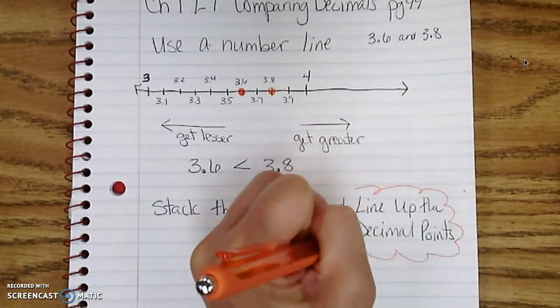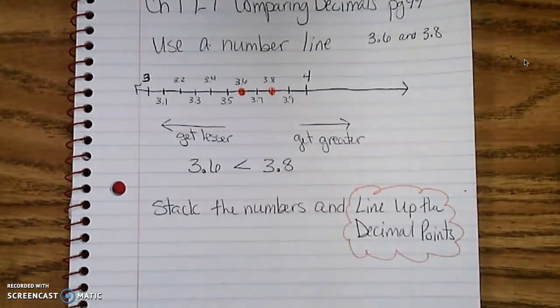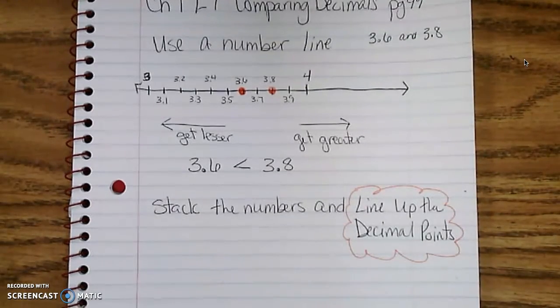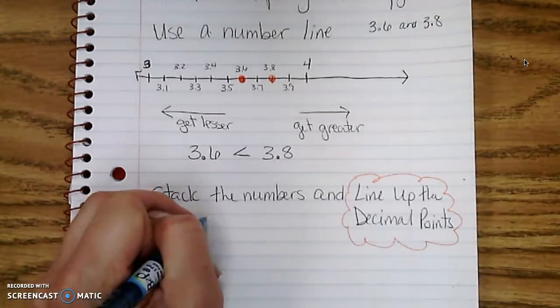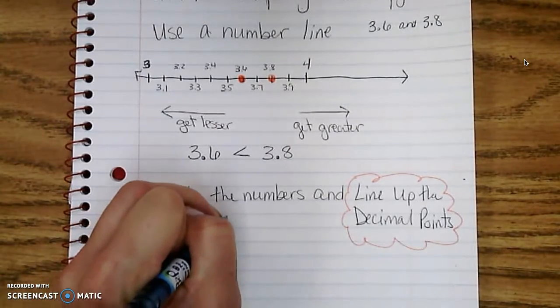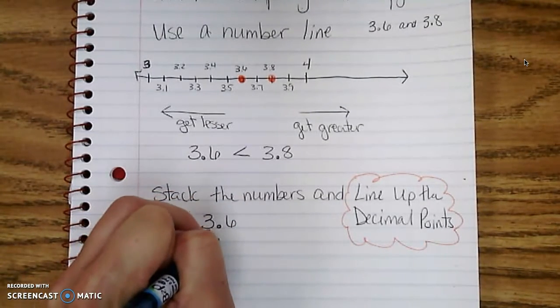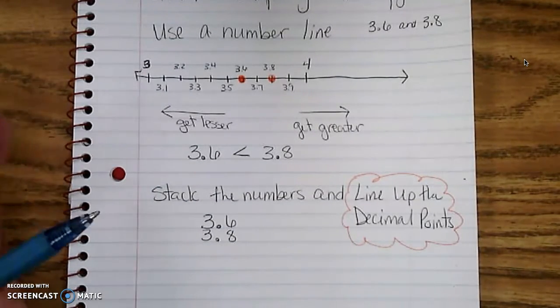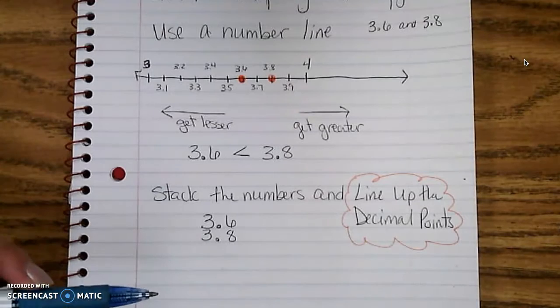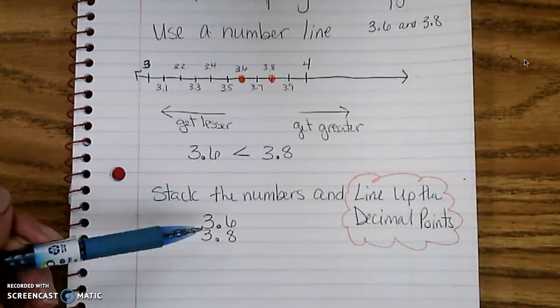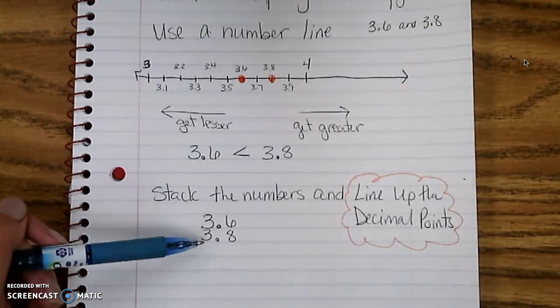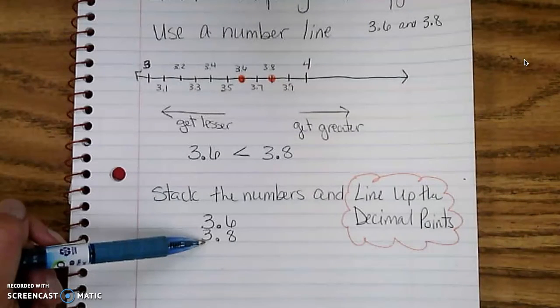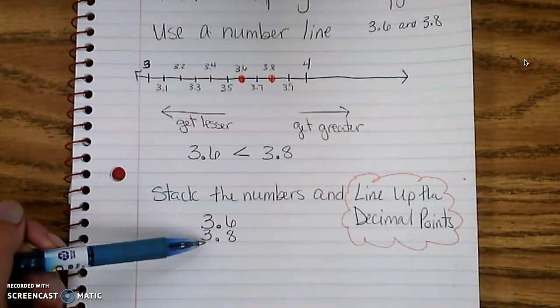When you're stacking numbers to compare or order them, you always want to make sure that your decimal points are in line. So if I stack them, I put 3 and 6/10 and 3 and 8/10, stacked like this. I always start on the left, in the greatest place value, and compare there first. Here I have a 3 and a 3. That does not give me any information. They're equal.